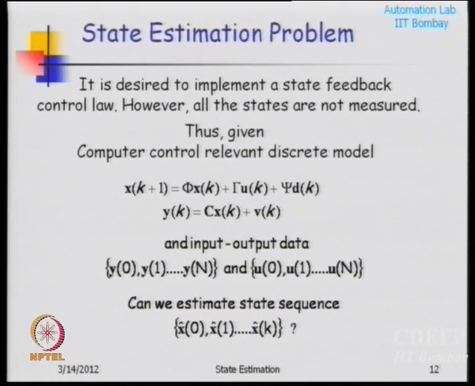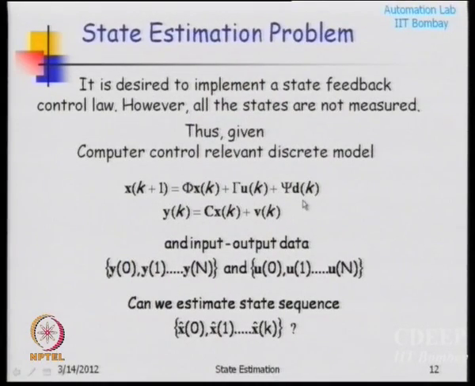Now what I would want ideally is that the model and the plant should, at some point at least, become identical. The model output should become close to the plant output. Model state should become close to the plant state. Then only can I use the model as a state estimator, otherwise I cannot.